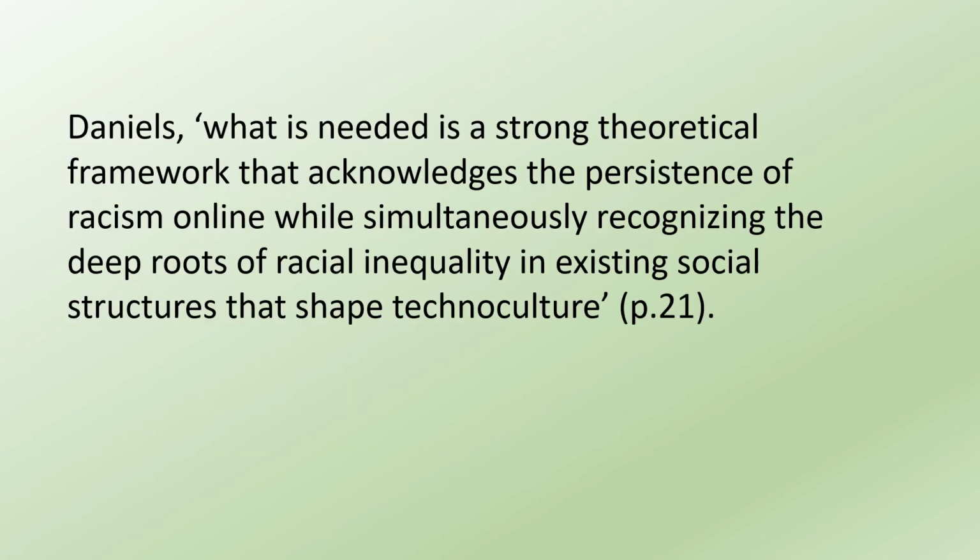All right, so I think one of the very important points that Daniels makes, on page 21, is that what's needed is a strong theoretical framework that acknowledges the persistence of racism online while simultaneously recognizing the deep roots of racial inequality in existing social structures that shape technoculture. So it's not just online racism, the social media type racial encounters and hostility, but the deep roots of inequality in these existing social structures. Anything built on those structures, including our technology infrastructure and Silicon Valley, is going to reflect the same racial inequality.